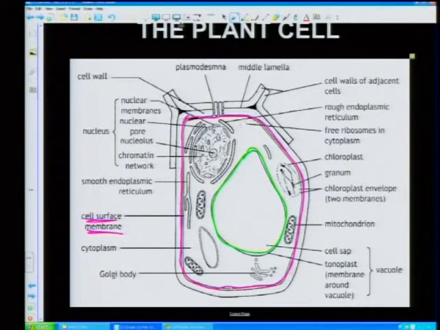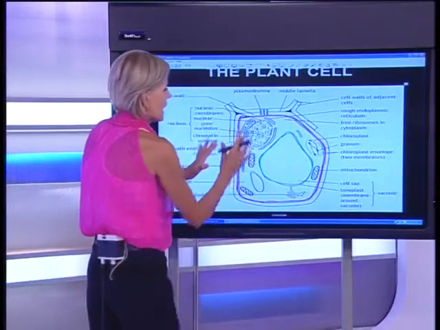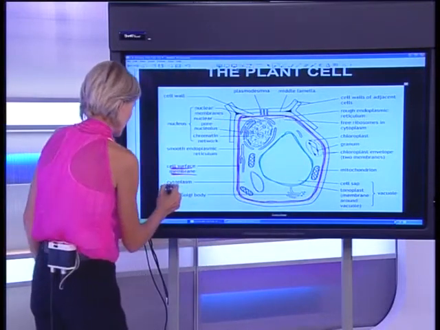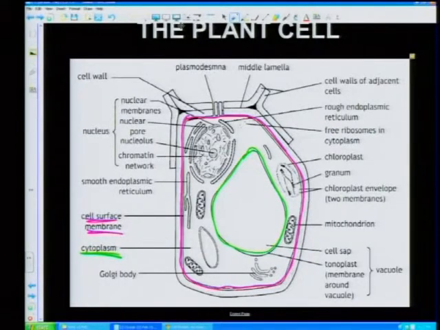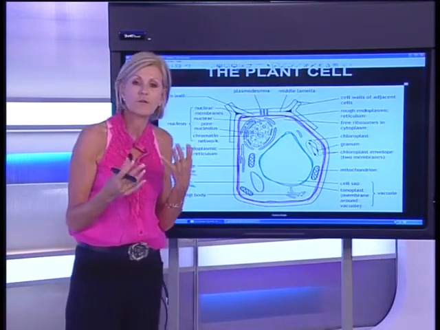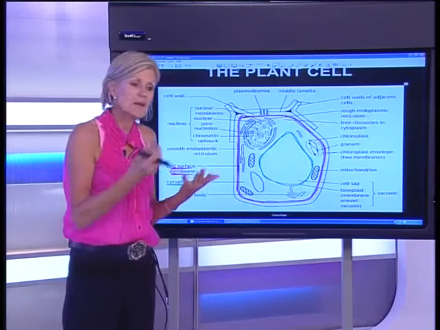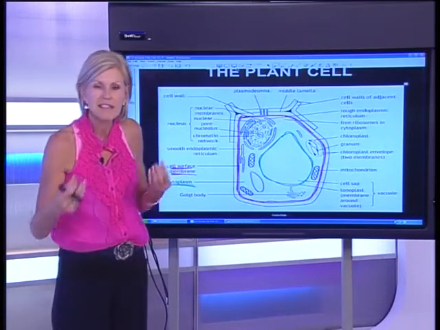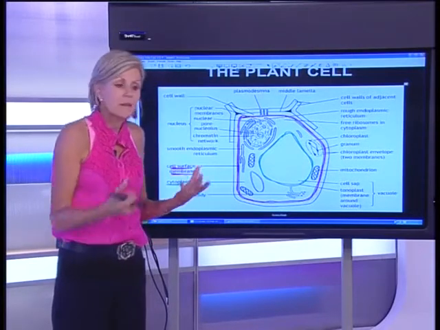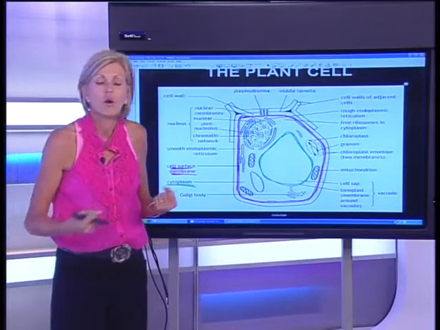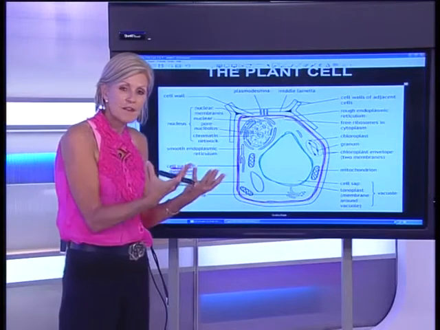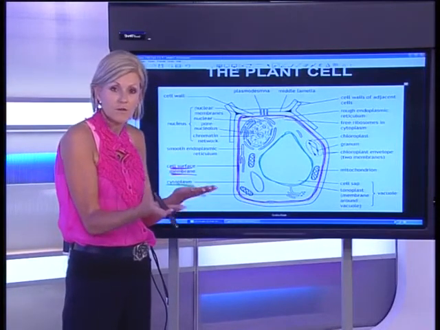Now, we've got all this mush in between, and that mush in between is called the cytoplasm. Here's the label for cytoplasm. Now, in some books, they'll refer to the cytosol, which means the cytoplasmic solution. It still refers to the cytoplasm. So it's the cytoplasm, the cytoplasmic solution, or cytosol. But that's your cytoplasm. It's the mush in which everything else floats.